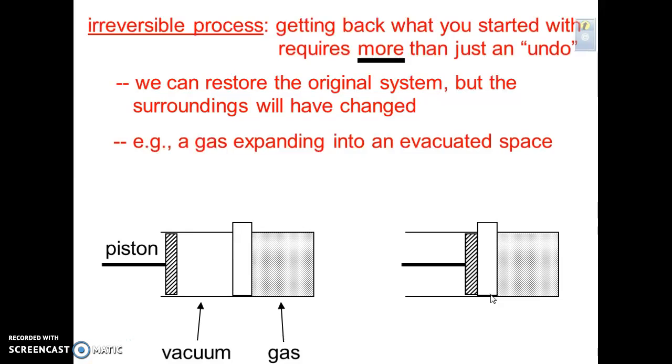The stuff expanded to fill the tube on its own, but I had to do work on the system to get it to go back to the original state. So which way was reversible? Oh, excuse me. Which way was spontaneous? First one, right? Which one's not spontaneous? The second. Okay?